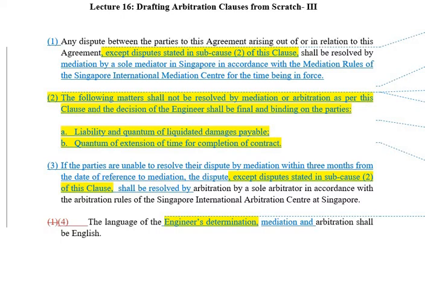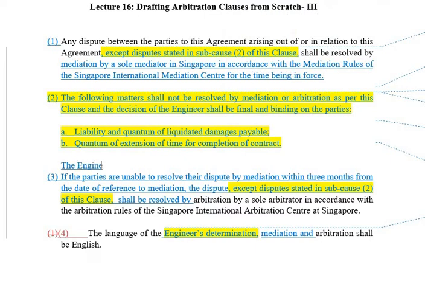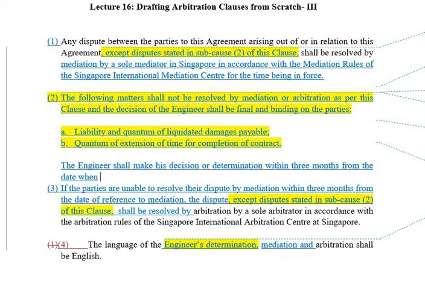But if you want the expert to determine within a specific period, you can also provide that in the clause. Here, then we add one more provision: the engineer shall make his decision or determination within 3 months from the date when the issue is referred.